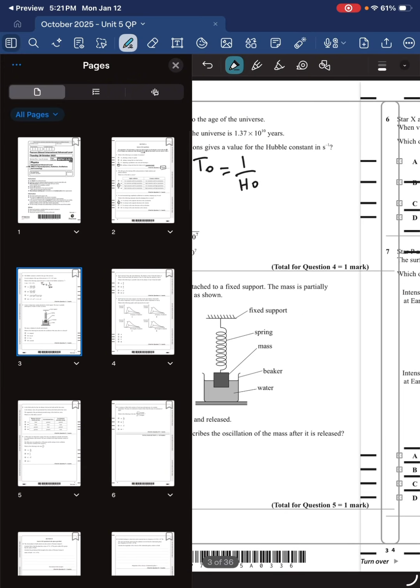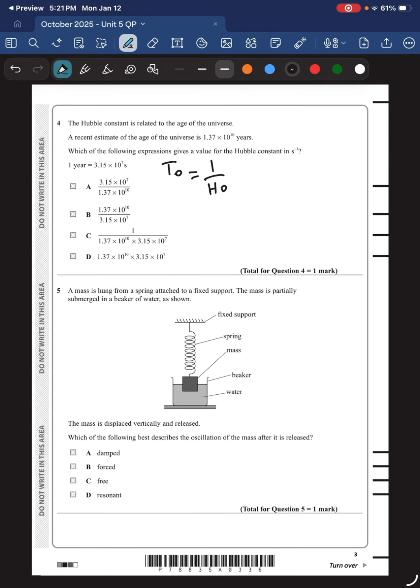The age of the universe is inversely proportional to the Hubble constant. So, H naught is simply 1 over T naught, where T naught is the age of the universe. We know that T naught is 1.37 times 10 to the 10 years, and then we have to multiply by 3.15 times 10 to the 7 to get this value in seconds. So the only correct option is C.